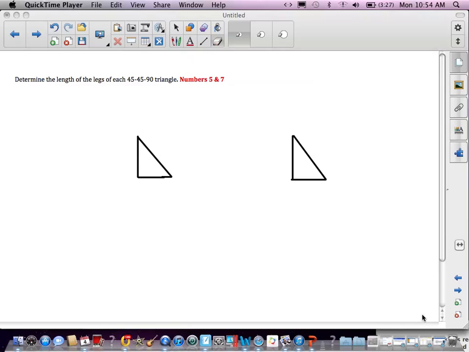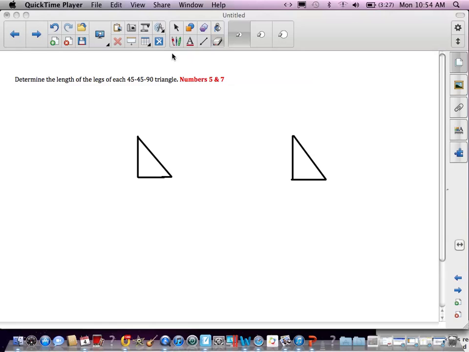Okay, Geometry, Chapter 4, Section 3, Numbers 5 and 7. Determining the length of the legs of each 45-45-90 triangle. Okay, so again, we're looking at triangles that are 45 by 45 by 90, right?